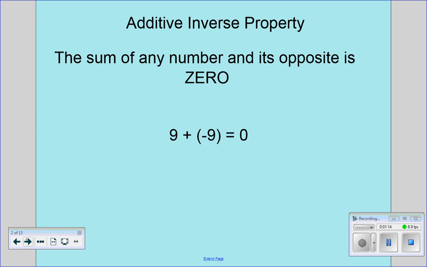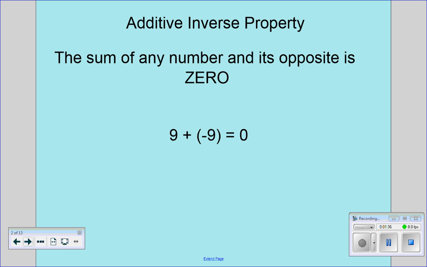All right, so first of all, additive inverse property. This is the property you need to know. The sum of any number and its opposite is 0. The sum of any number and its opposite is 0. And you guys kind of already know this. It's just they cancel each other out. 4 and -4 cancel out. 5 and -5 cancel out. So the property is the sum of any number and its opposite is 0.